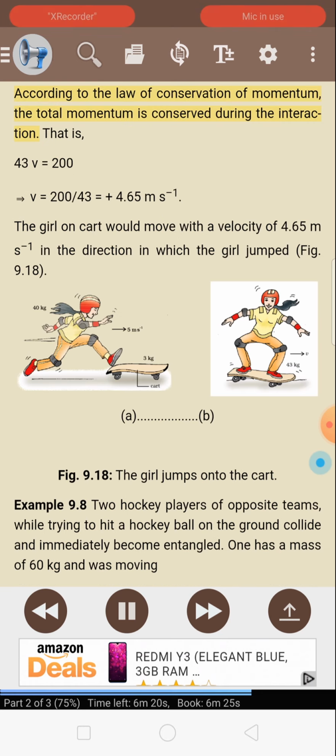According to the law of conservation of momentum, the total momentum is conserved during the interaction. That is, 43v equals 200. v equals 200 over 43 equals plus 4.65 meters per second. The girl on the cart would move with a velocity of 4.65 meters per second in the direction in which the girl jumped. Figure 9.18. The girl jumps onto the cart.